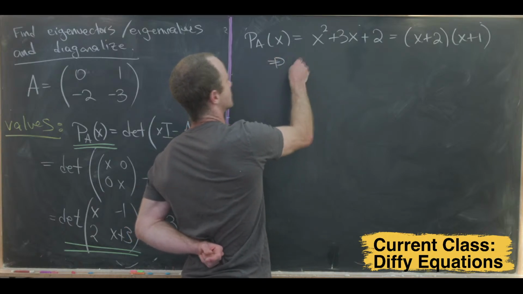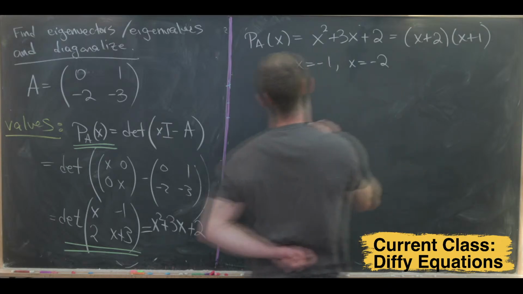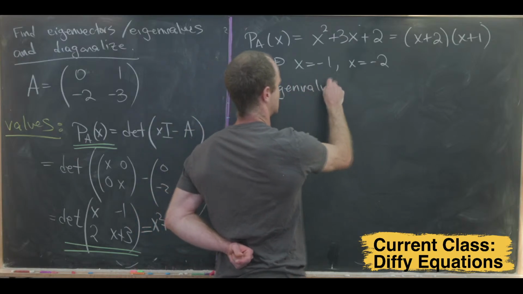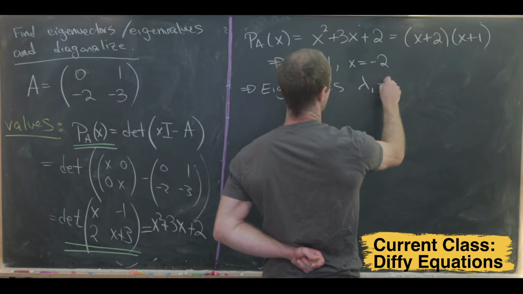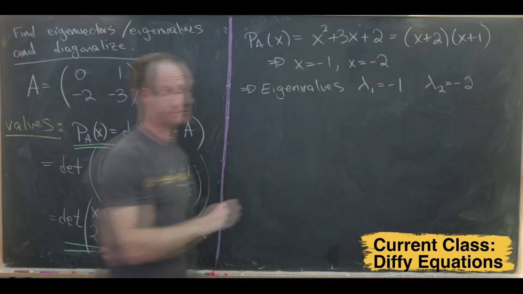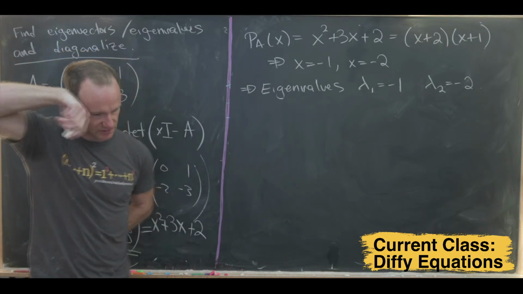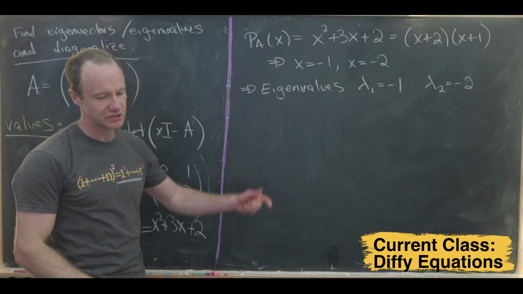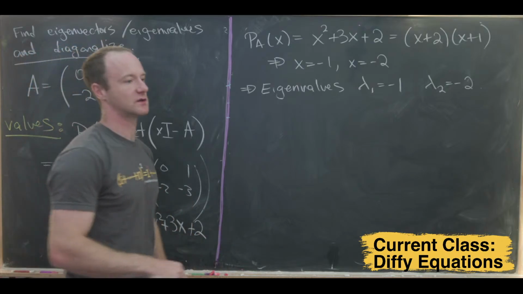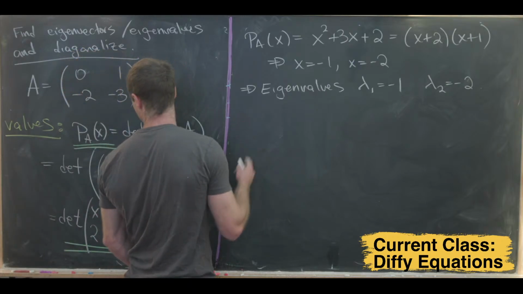So what does that tell us? Our roots are negative 1 and negative 2, which means we have 2 eigenvalues: lambda 1, which is negative 1, and lambda 2, which is negative 2. So there are our eigenvalues. Now we have to find the eigenspace for each of those eigenvalues, but since we've got 2 eigenvalues and a 2 by 2 matrix, we know each eigenspace is going to be one-dimensional, with one eigenvector each.